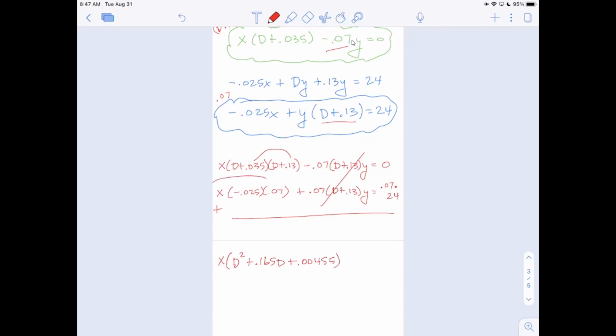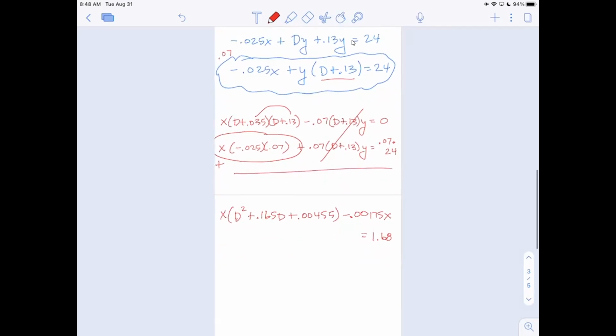And then I'm adding it to this mess. And there's no D's in that, unfortunately. So when I multiply those, I just get a number, and it's negative, and it's 0.00175. And then that equals whatever 0.07 times 24 is, which is 1.68. And so, of course, the good thing there is I have an equation with only x's.